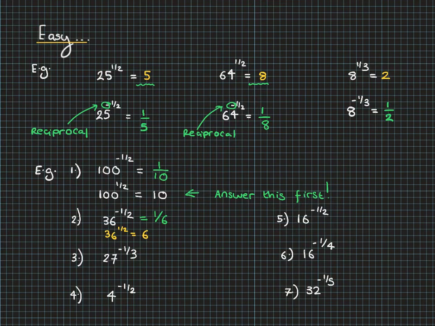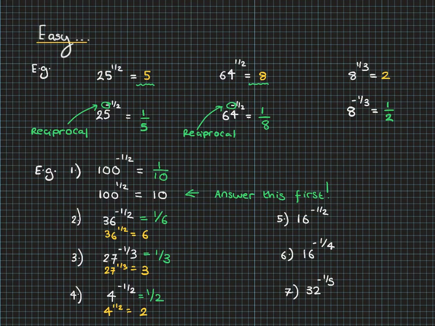27 to the power of negative a third. Well, I know that 27 to the power of a third is the cube root of 27, which is 3. So 27 to the power of negative a third is the reciprocal, so it's 1/3. Question 4. 4 to the power of negative a half. 4 to the power of a half is the square root of 4, which is 2. So 4 to the negative a half is the reciprocal, which is a half.